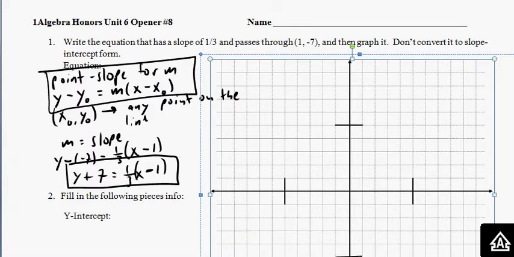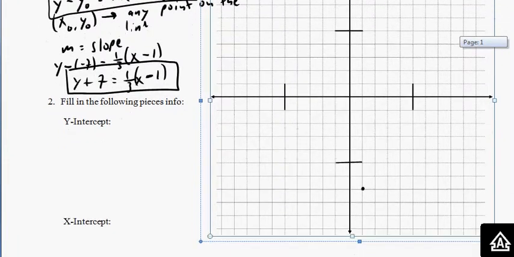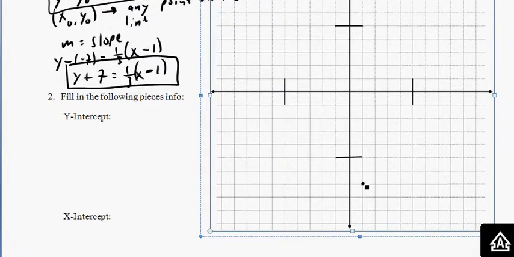Now let's graph the line. It passes through the point (1, -7), which is here, and it has a slope of 1/3. So that means the y's change by 3 for every 1 x. Oh, I'm sorry, the other way around. The y's change by 1 for every 3 x's. So the slope is 1/3, so the y's increase by 1 when the x's increase by 3. So the line would look something like this.